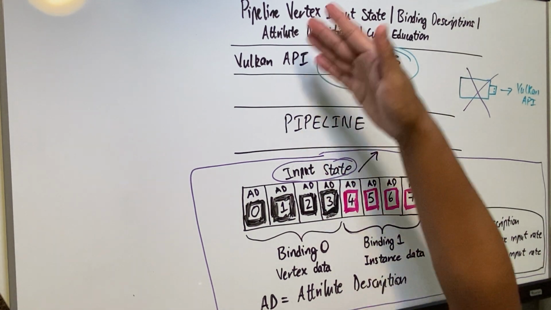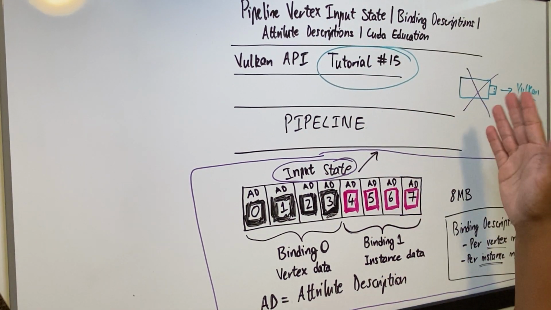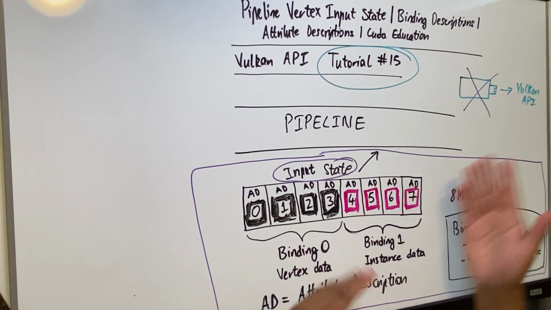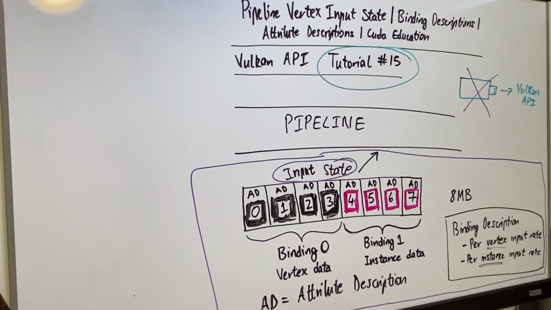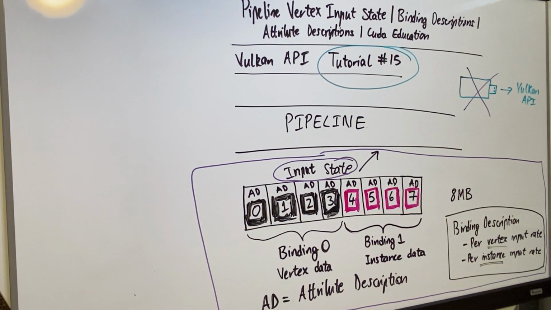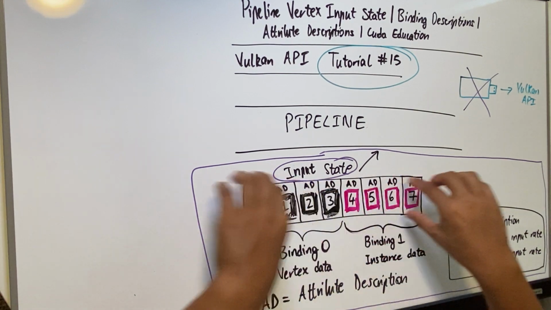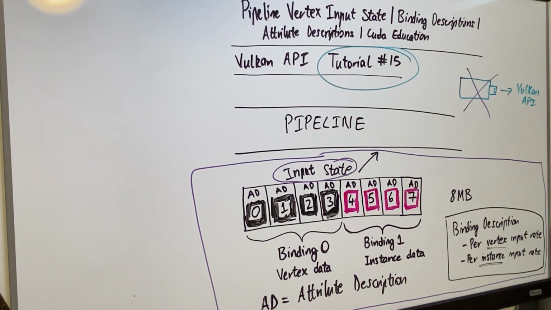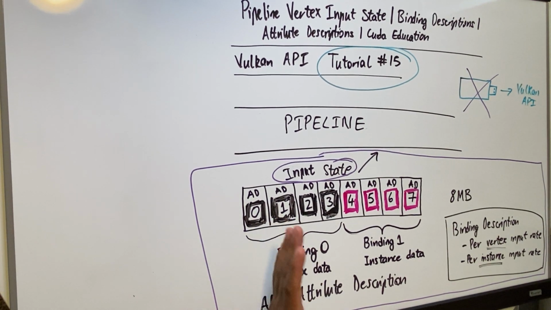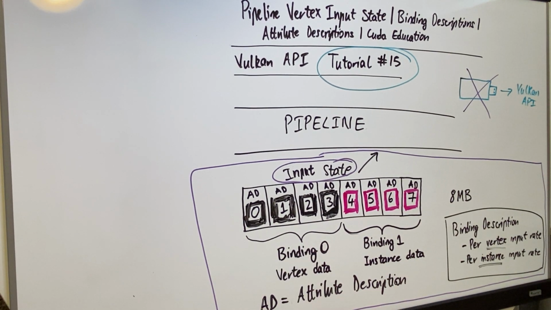That's pretty much it. Pipeline, vertex, input state. That's all it is. Binding description, attribute description, and you're trying to communicate to Vulkan what is the layout of the data you're handing it, and what is in each one of the locations that you're handing it. This location stuff is within the shader that you declare. So there is the vertex shader and the fragment shader and all that good stuff. But I don't want to get into that right now.